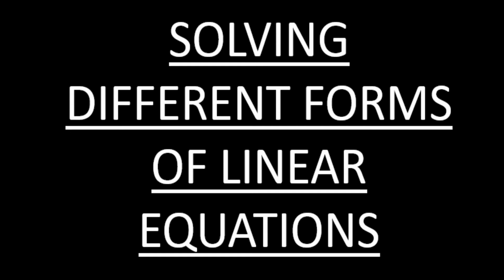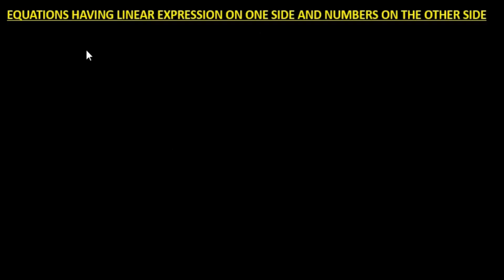In today's video, we will see two different forms of linear equations and how to solve those kinds of linear equations using the transposing method. So let us move ahead and see the first form of a linear equation. If a linear equation is such that we have a linear expression on one side and a number on the other side, how do we solve it? Let us learn this through an example.